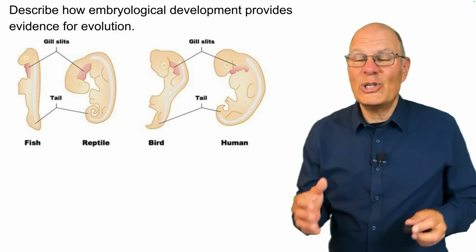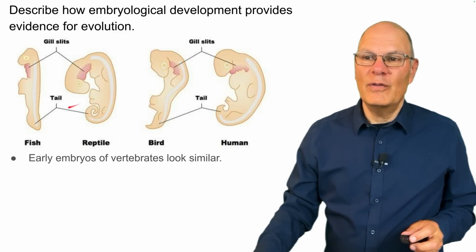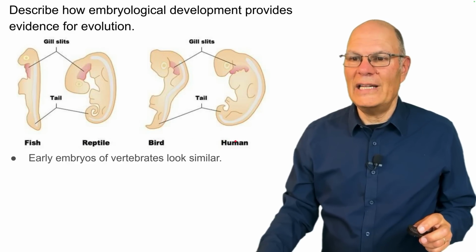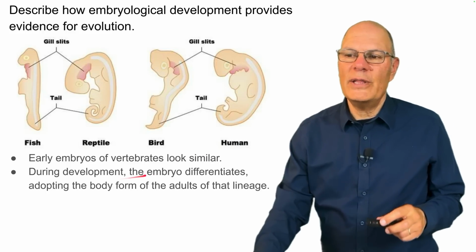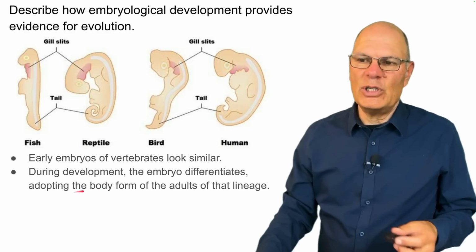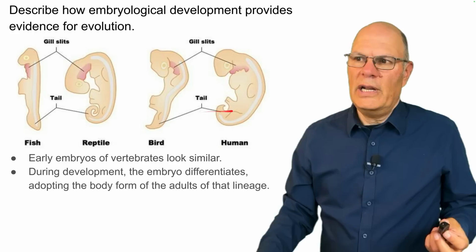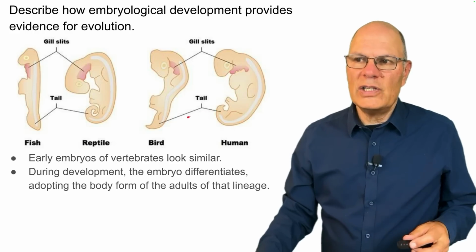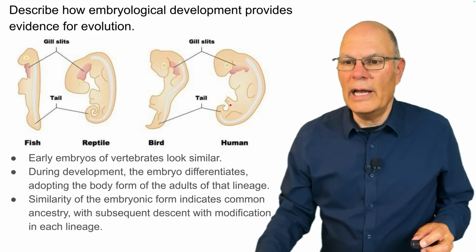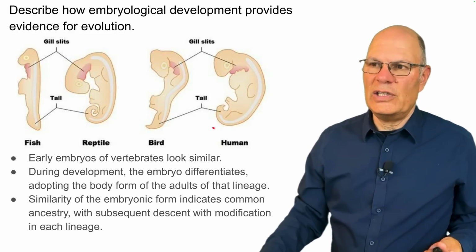Describe how embryological development provides evidence for evolution. Early embryos of vertebrates look similar. Here's a fish, a reptile, a bird, and a human. During development, the embryo differentiates, and that leads to the adoption of the body form of the adults of the lineage. So bird and human embryos, quite similar, but we all know what adult birds look like, and we all know what adult humans look like. The similarity of the embryonic form indicates common ancestry.